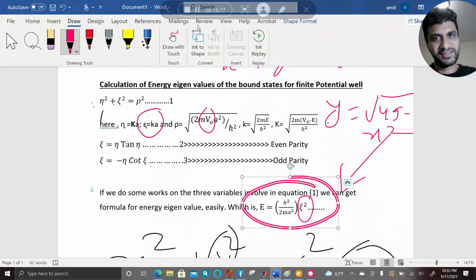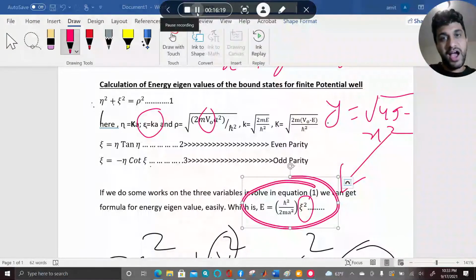So I hope you are clear how to calculate energy states associated with a particle in a finite potential well for a given fixed value of potential energy. I mean potential depth.